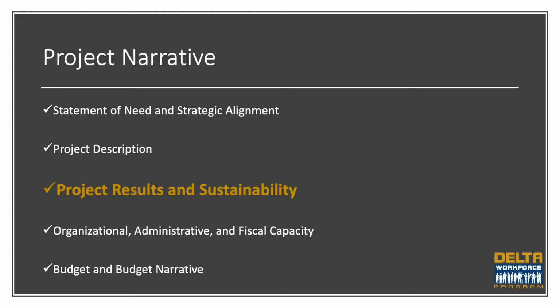Project results and sustainability. Applicants must clearly state expected project results that are specific, measurable, achievable, and reasonable according to the project design and timeline. Project results must include 1. Short and medium-term results that include outputs and outcomes achieved by the end of the grant period.